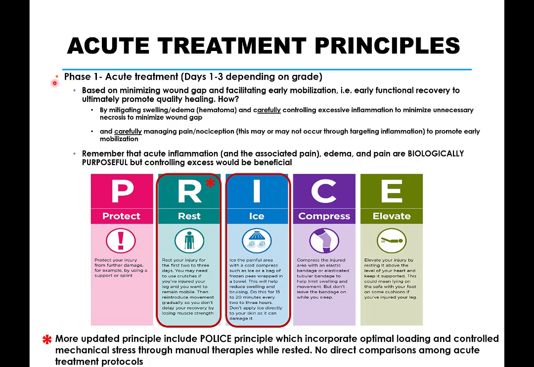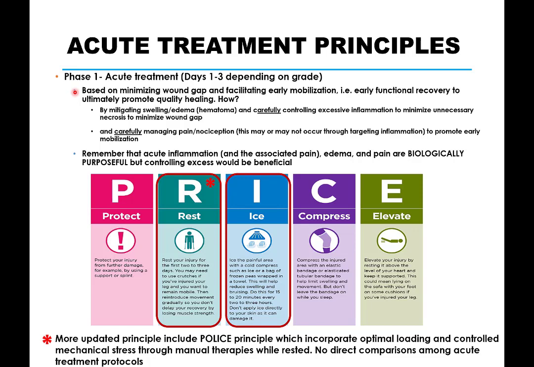So what is the foundation of the acute treatment phase? Some of this I briefly introduced in the last lecture. The main purpose of the acute treatment phase is to 1, minimize the wound gap, and 2, facilitate early mobilization and thus early functional recovery. Why? It is to promote quality healing, which again is defined as greater structural plus functional healing through a positive regeneration to scar tissue formation ratio. And with this, again, the question of why? To facilitate late functional recovery so that the athlete can efficiently get to a return to sport status.